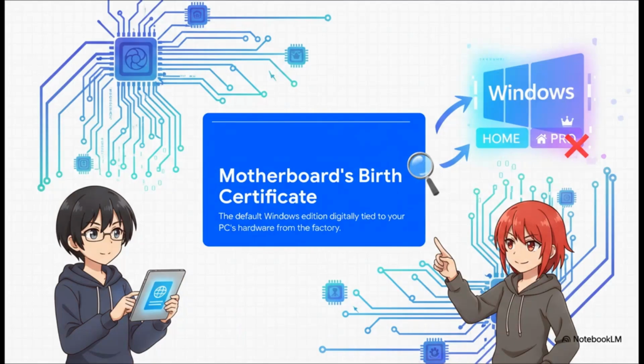The easiest way to think about it is like this. Your computer's motherboard has a digital birth certificate. Seriously, if your PC came from the factory with Windows Home installed, that's its official identity. So trying to activate Pro on it is like showing up at the airport with the wrong passport. It's just not going to fly. But don't worry, we're about to sort out this little identity crisis.